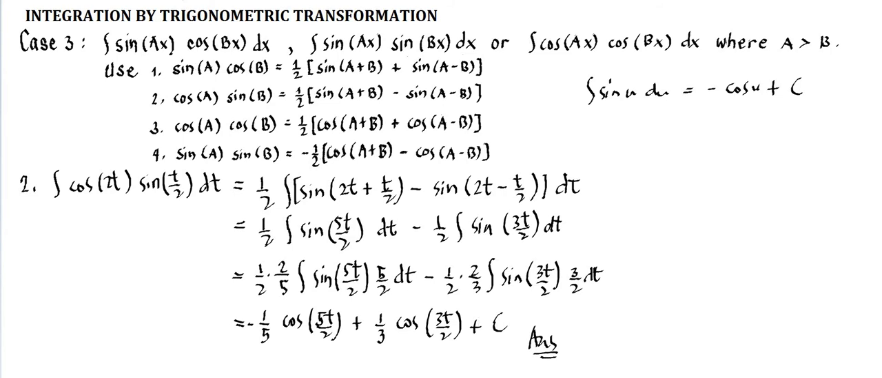Answer. So, dito, medyo lakihan natin negative sign. Parang hindi siya pansinin dito. Letras natin itong ating equal sign. Ayan. So, ating final answer ay negative 1 over 5 cosine of 5t over 2 plus 1/3 cosine of 3t over 2 plus c.